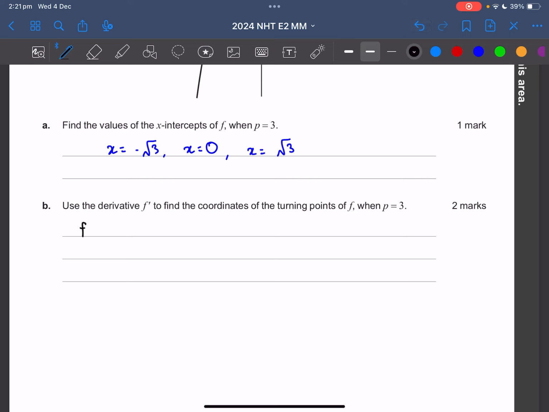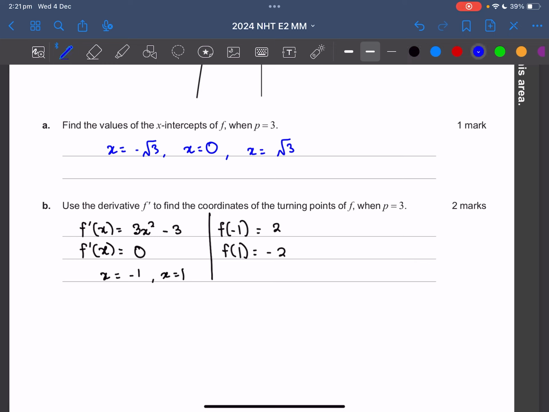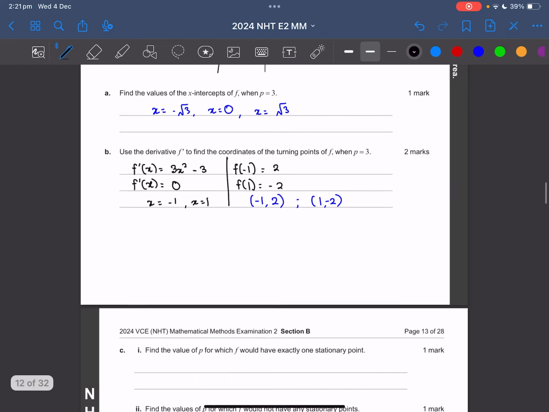So we can write this, so f dash of x is equal to 3x squared minus 3, and f dash of x is then set equal to 0 to find the stationary point. So we found x to be negative 1 and x to be equal to 1. And then what we did, we substituted that back into the function. So f of negative 1 was equal to 2, and f of 1 was equal to minus 2, right? So our stationary points are negative 1, comma 2 and 1, comma negative 2. Okay, hopefully this made sense. Let's go to the next question.